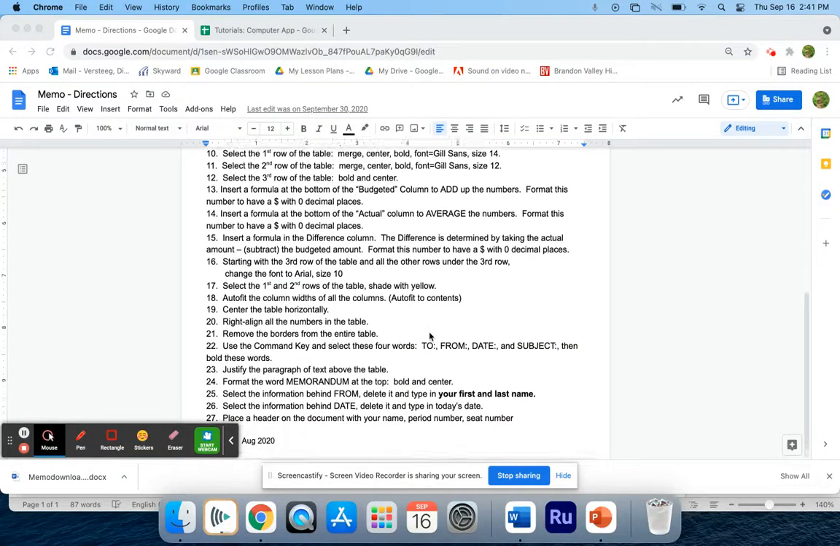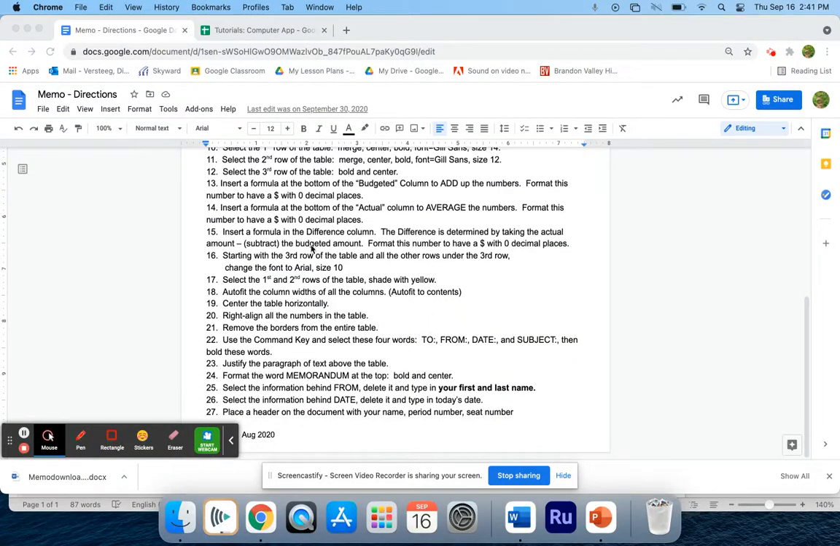Okay, I'm going to walk you through step number 15 for your Table 1 memo assignment, which is to insert a formula in the difference column. It tells you here that the difference is determined by taking the actual amount and subtracting the budget amount, and then formatting it to be a dollar sign with zero decimal places.